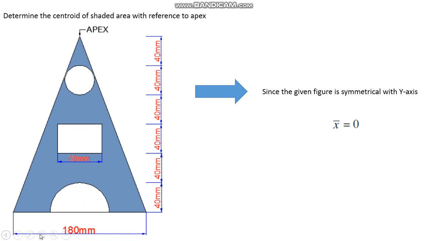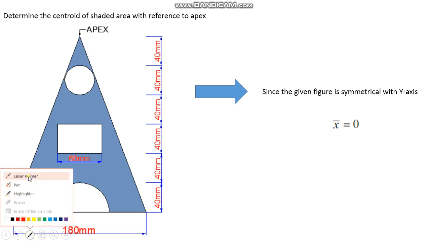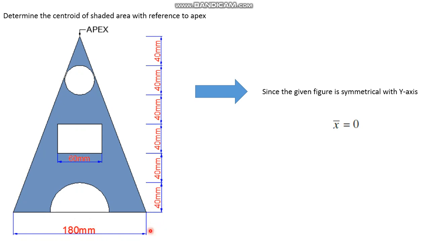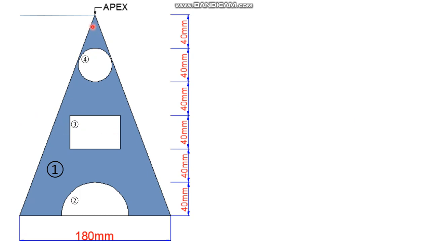First take the whole triangle: the breadth of the triangle is 180 mm and the height of the triangle is 240 mm. A semicircle of 40 mm radius has been cut out, a rectangular portion of 60 mm by 40 mm has been cut, and a circle of 40 mm dia has been taken out. So consider the triangle as area 1, the semicircle as area 2, the rectangle as area 3, and the circle as area 4. This is the given figure.